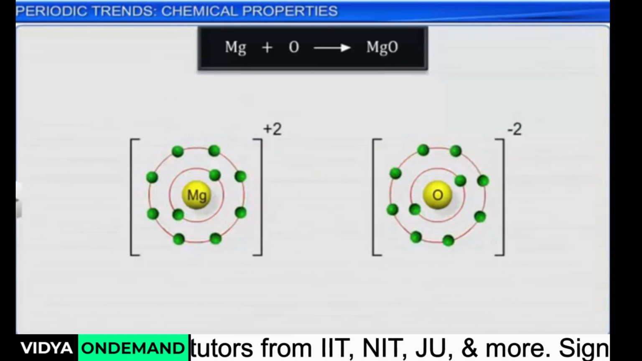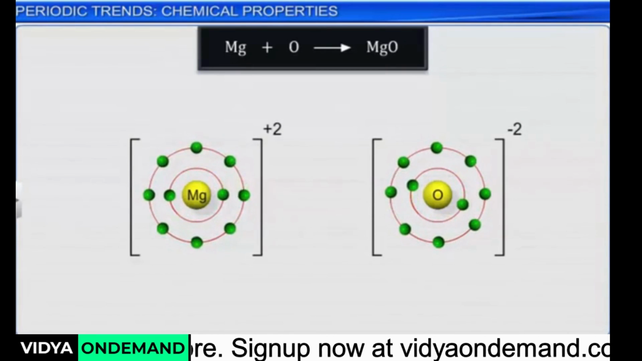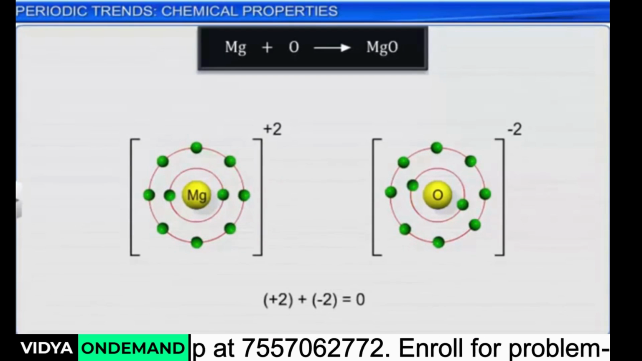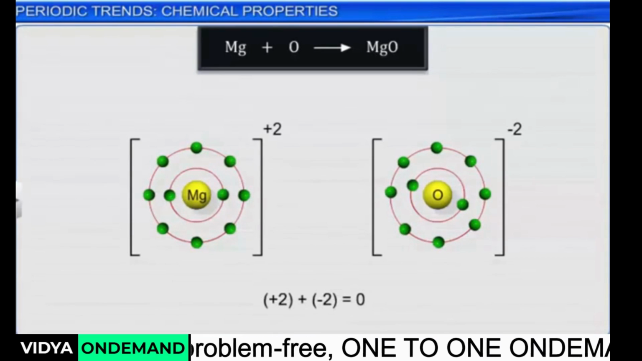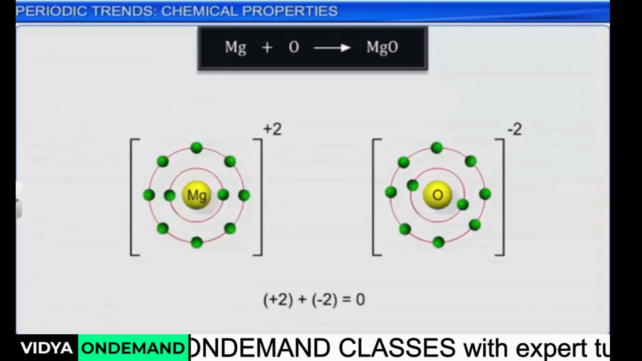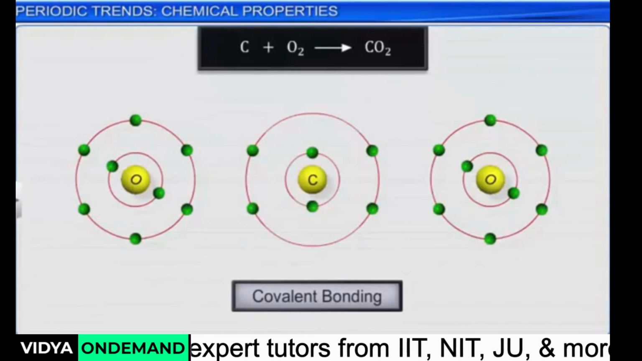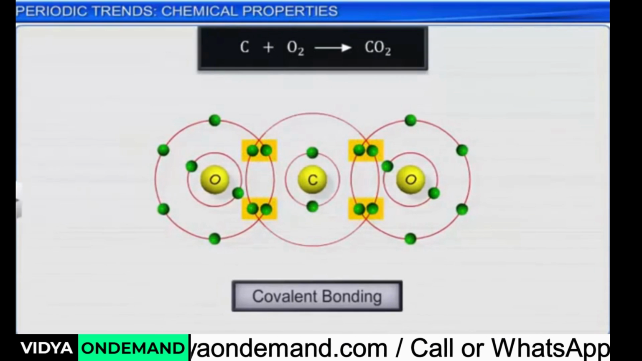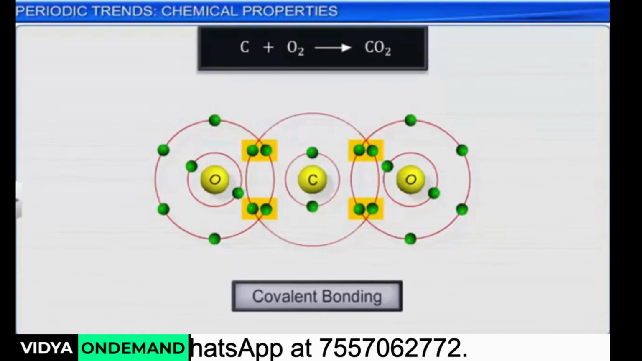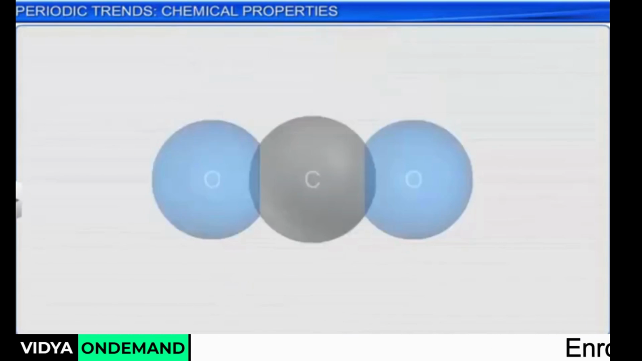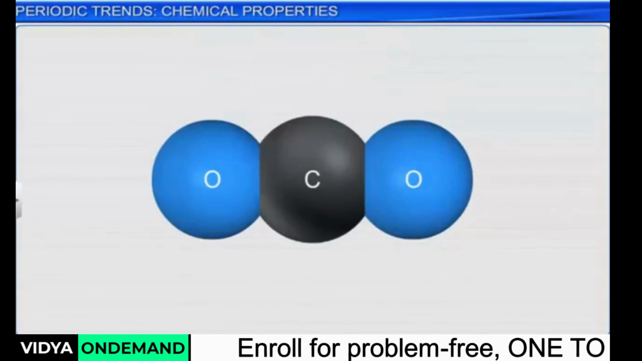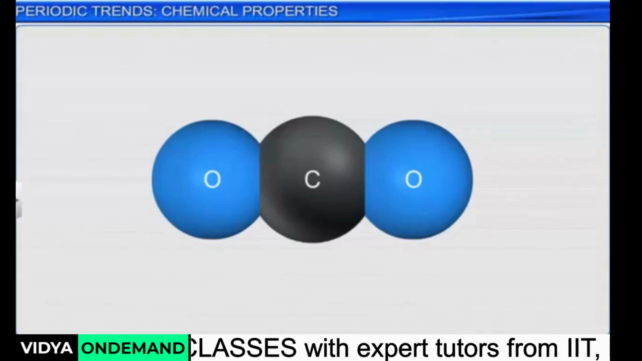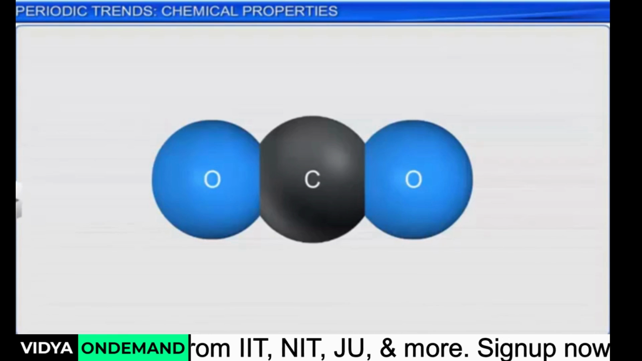Also note that the sum of the oxidation numbers of all the atoms or ions in a neutral compound like magnesium oxide is 0. But what happens in the case of covalent bonding, where elements only share electrons, not gain or lose electrons? The oxidation state exhibited by an element in a covalent bond is equivalent to the charge acquired by its atom based on its electronegativity with respect to other atoms in the compound.